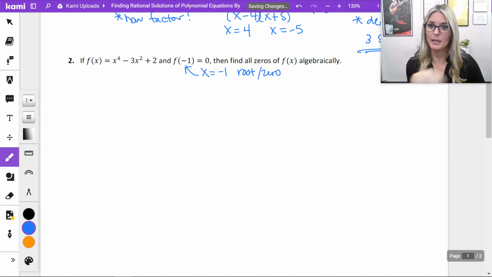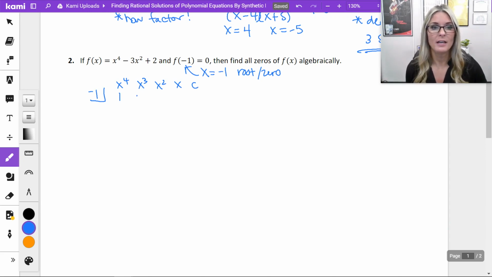That is the piece I'm going to plug in for my synthetic division. So using a negative 1 in my tiny little box, we have x to the 4th, x cubed should be there, x squared and x should be there, and constant. So we've got 2 0 placeholders we need to make sure to include here. We've got 1, 0, negative 3, 0, and 2.